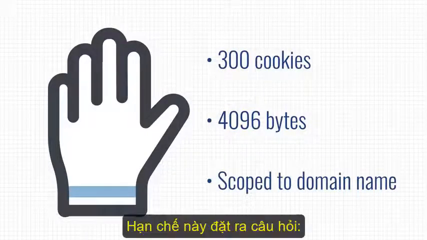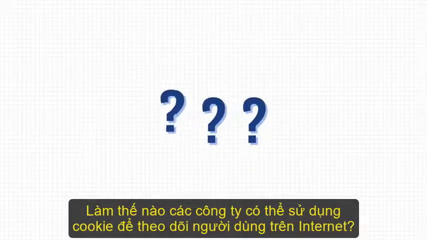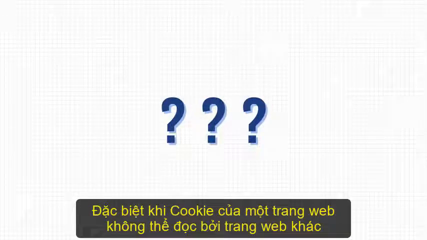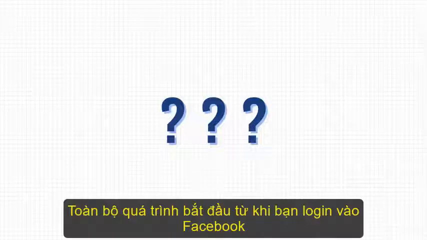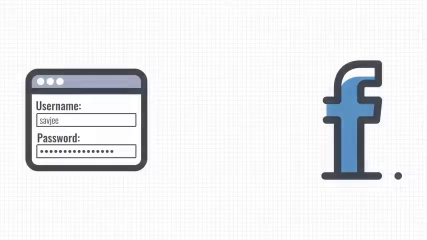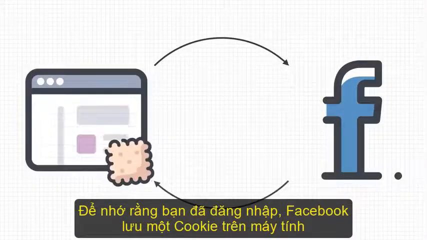And that restriction raises the question, how can companies use cookies to track us around the internet, especially if a cookie from one website cannot be read by the other? How can Facebook, for instance, track what sites we visit? Well, the whole process starts when you log into Facebook. To remember that you're logged in, Facebook stores a cookie on your computer.